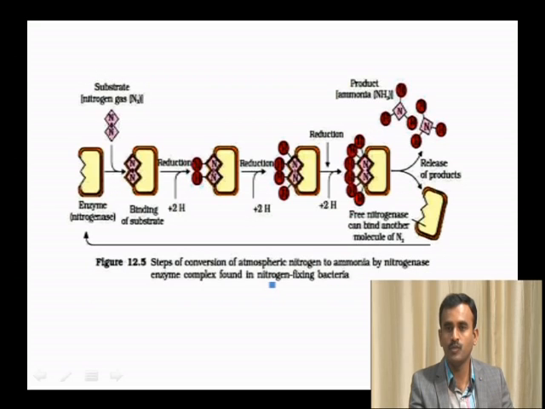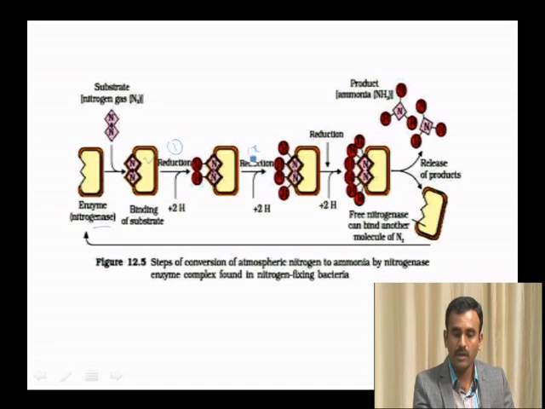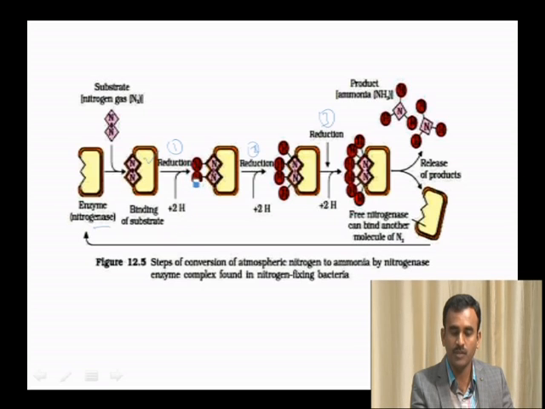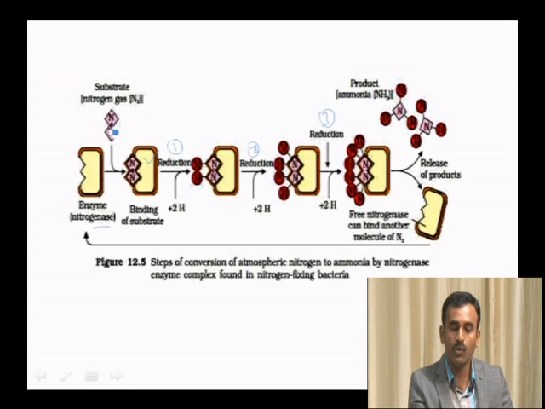This diagram shows the nitrogenase enzyme action for the conversion of nitrogen to 2 molecules of ammonia. As I told you, nitrogen is tightly bonded. 2 nitrogen atoms are tightly connected with the help of 3 covalent bonds. This nitrogen attaches to the nitrogenase enzyme, in which reduction takes place 3 times, with addition of 2 hydrogen atoms and removal of 1 covalent bond between the nitrogen atoms each time.